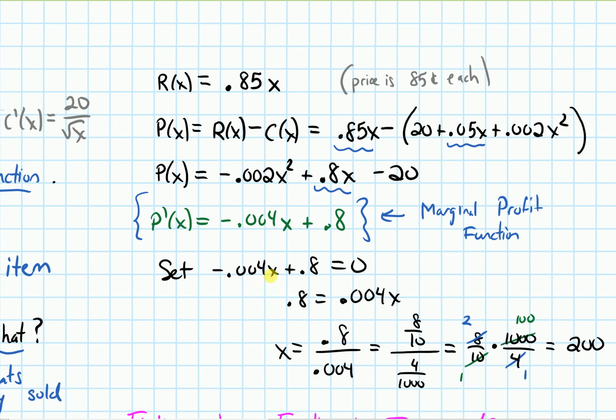So what are the units of x? Well, x represented the number of blue books. So I need to include that. Whenever we have units, we should include those. And that's my answer. When the student store sells 200 blue books, that's when their marginal profit is 0.